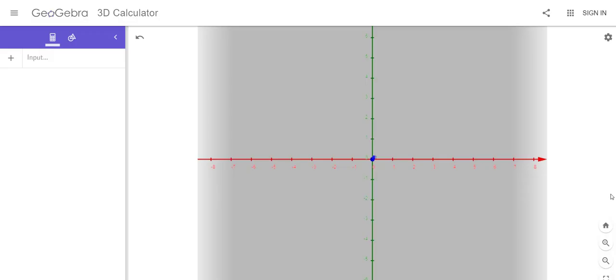Okay, so we're about to branch into 3 dimensions and start on the simplest possible tools that are available for viewing in 3 dimensions.